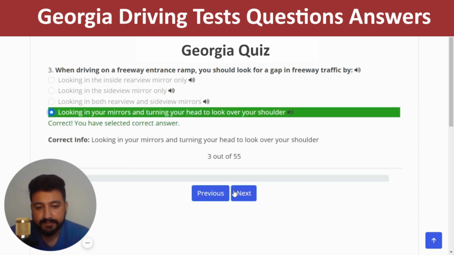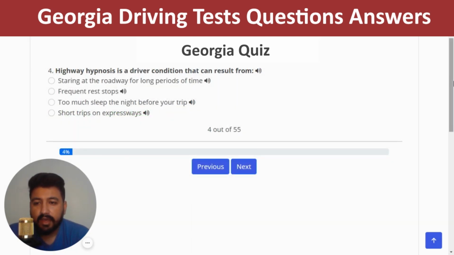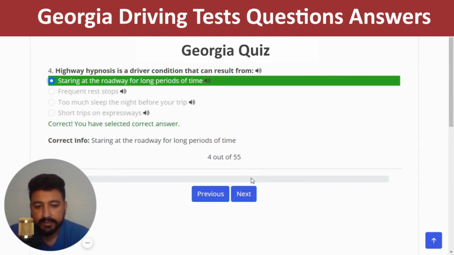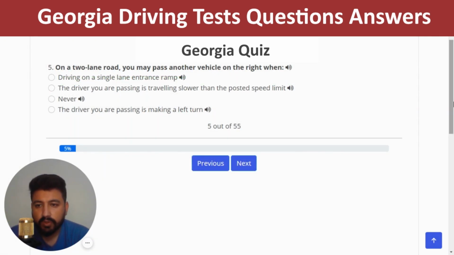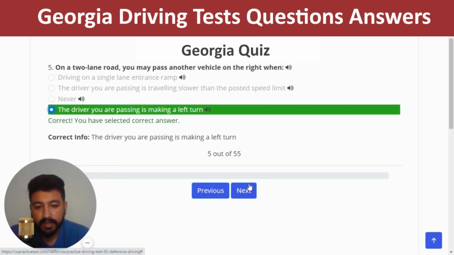Correct. And next. The fourth question is, highway hypnosis is a driver condition that can result from, the right answer is, staring at the roadway for long periods of time. So I'm going to click on the first option. Correct. And next. The fifth question is, on a two-lane road, you may pass another vehicle on the right when, the right answer is, the driver you are passing is making a left turn. So I'm going to click on the last option, correct, and next.